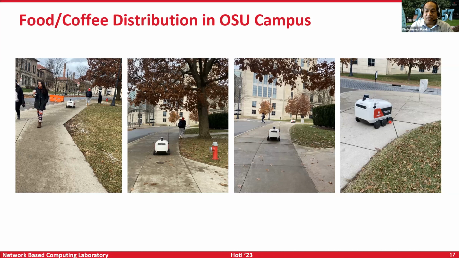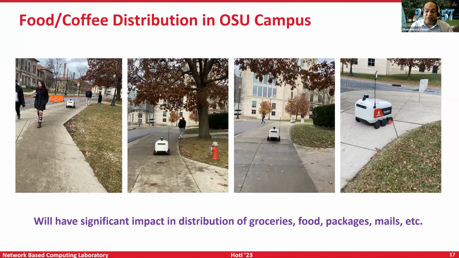And then it delivers, and when it reaches the ground floor of the building, it sends a text message saying, yeah, I'm ready. Then you come, put in a code, open it up and take your lunch, and then it moves. And gradually you will see these kinds of things will have a big impact in terms of distribution of groceries, food, packages, mail. And in fact, two weeks back, I read that in the state of Ohio, we have a lot of rural counties.